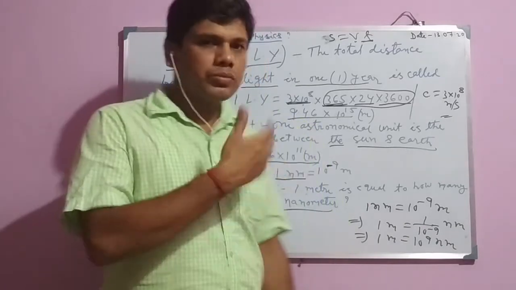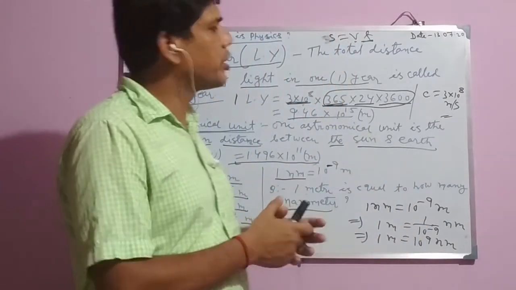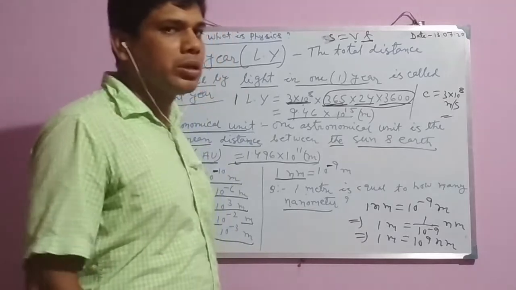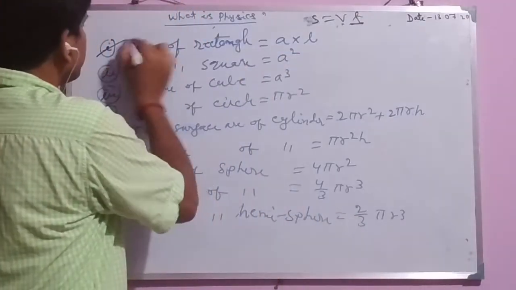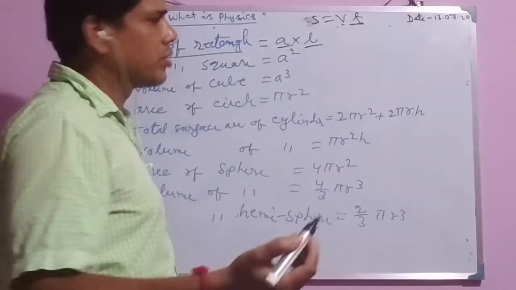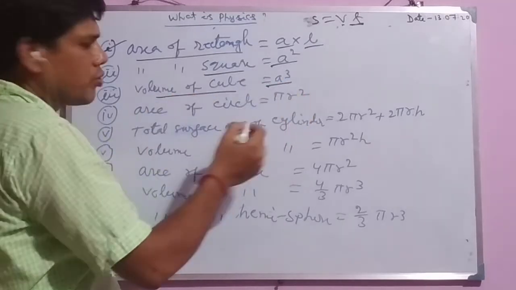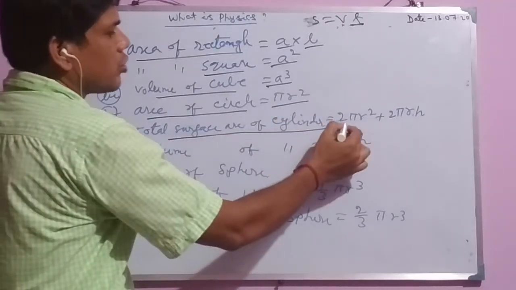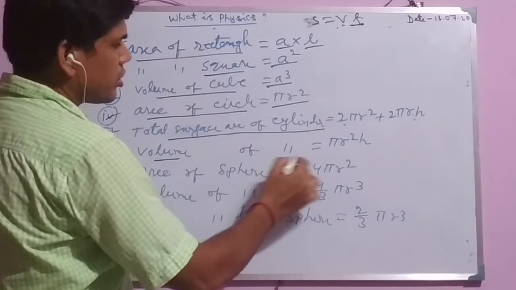Now, in the next class, I will discuss how to find the dimensional formula. So before knowing the dimensional formula, you have to know some basic formulas. First, area of a rectangle A × B, where A is the length and B is the breadth. The area of a square A², where A is the side of the square. Volume of cube, A³. Area of circle, πr², where r is the radius. Total surface area of cylinder 2πr² + 2πrh, where h means height. Volume of the cylinder, πr²h.